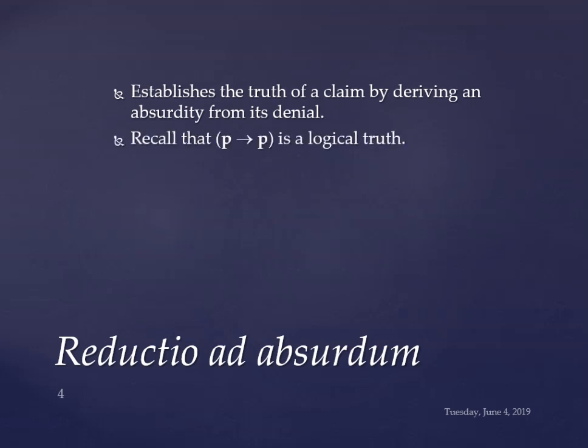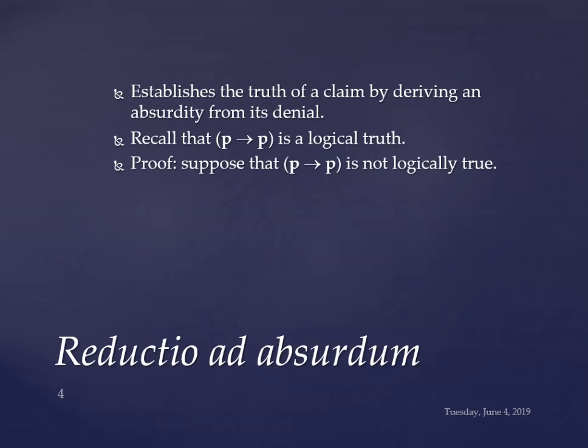Recall in the beginning of the course, I ran you through a little informal proof about why the form P arrow P is a logical truth. And I said, well, okay, suppose that P arrow P is not logically true. Okay, so we're going to test the falsity of my claim, or the denial of my claim. We're going to test the denial of my claim, the claim that P arrow P is logically true. That means then there's going to be a model where P arrow P is false.